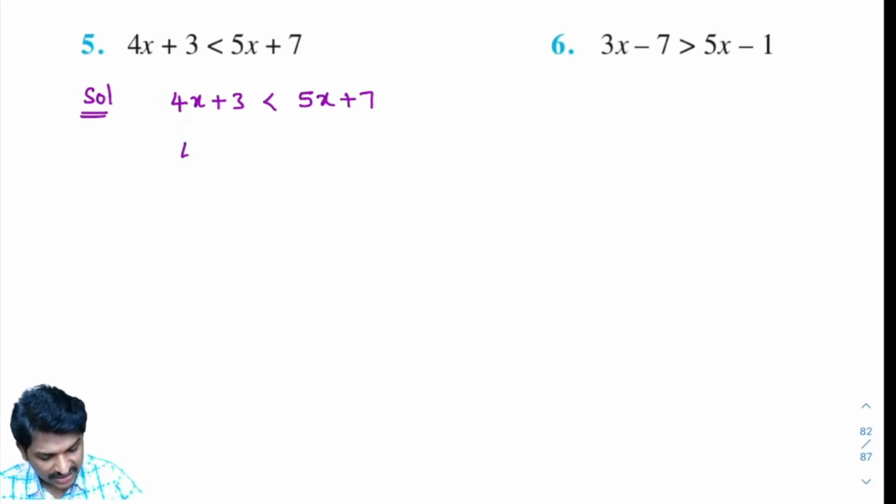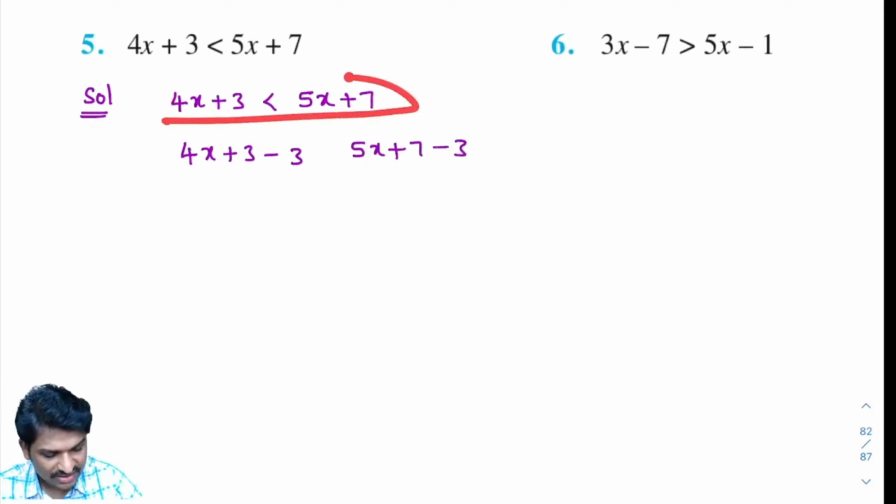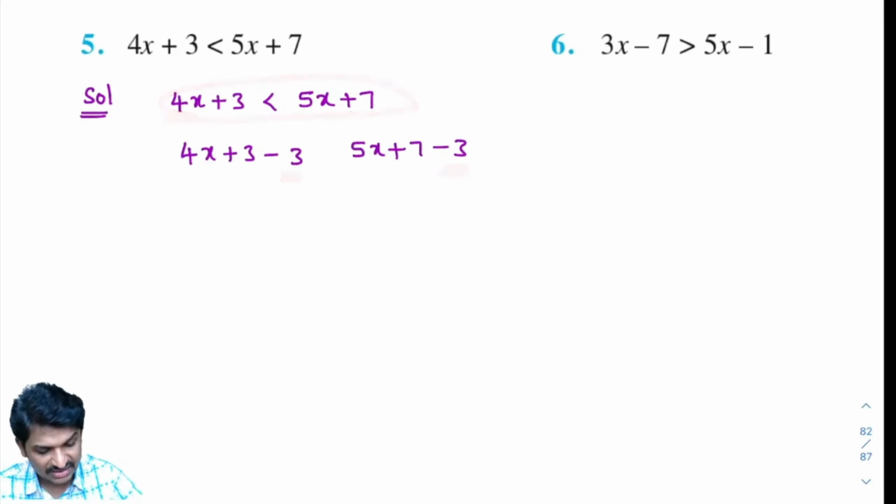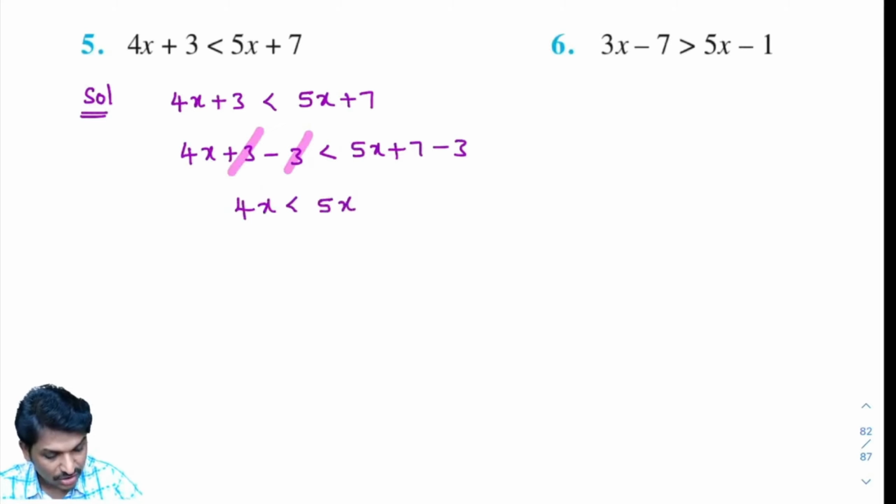For an inequality, look here, 4x plus 3, subtract 3 on both sides, 5x plus 7 minus 3. For an inequality, if we subtract the same real number on both sides, the sign of inequality remains the same. That is rule number 1. This less than remains less than only. Now you can check here, plus 3 minus 3 will get cancelled. What you will get? 4x less than 5x. Look here, 7 minus 3 is 4, plus 4.